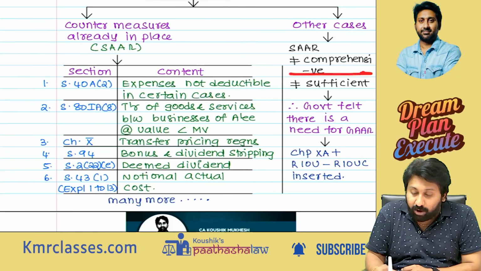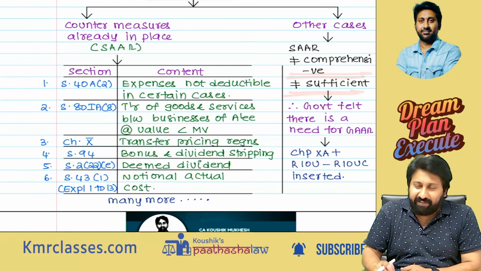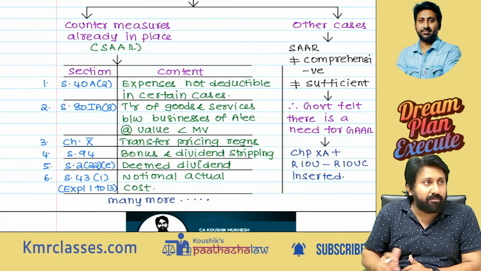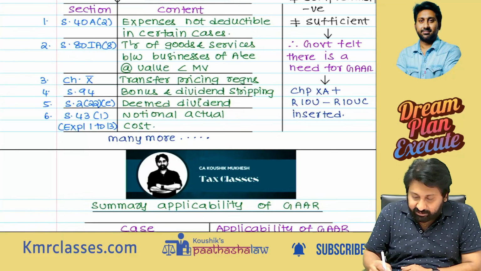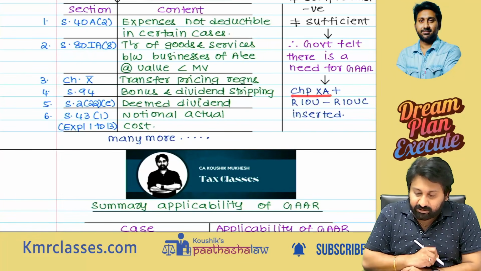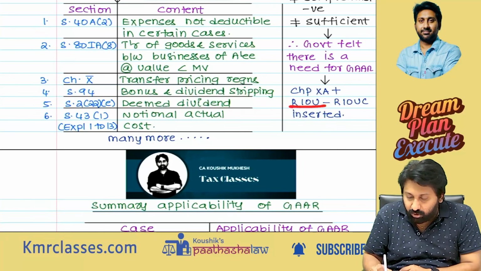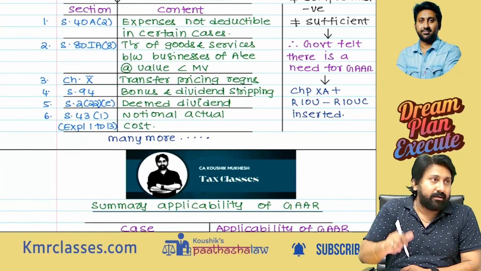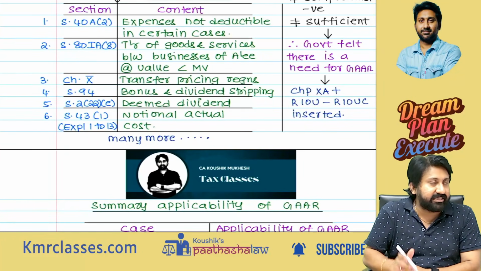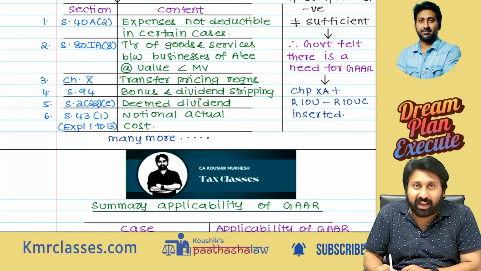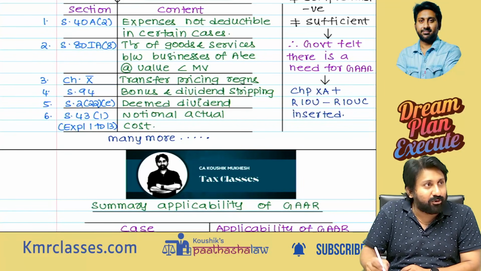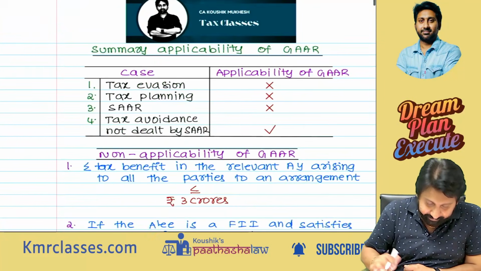SAAR is not comprehensive and not sufficient. Wherever required, they kept it. But government felt there is a need for GAAR. That's why they introduced this particular chapter number 10A. With that, rule 10U, rule 10UC is introduced. This is not rule 10IOU; rule 10U, rule 10UC inserted.